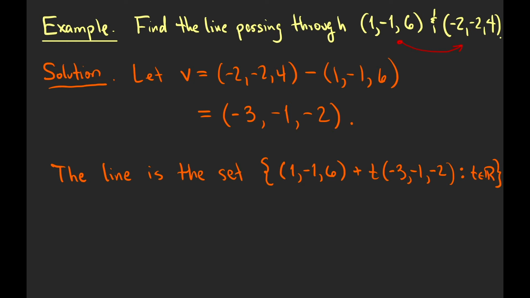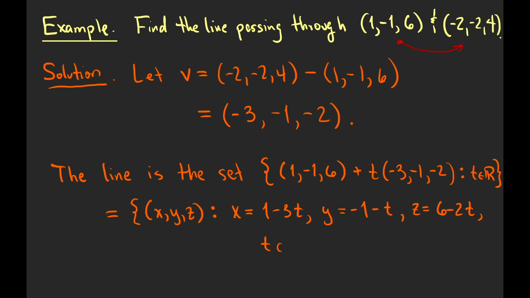Another way to write this is to say the line is the set of all (x, y, z) such that x equals 1 minus 3t, y equals negative 1 minus t, and z equals 6 minus 2t, where t is a real number. And this is called a parametrization of this line.